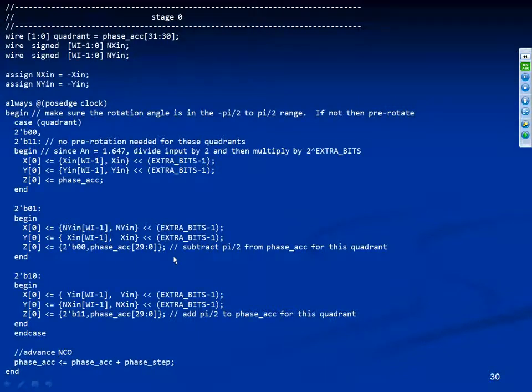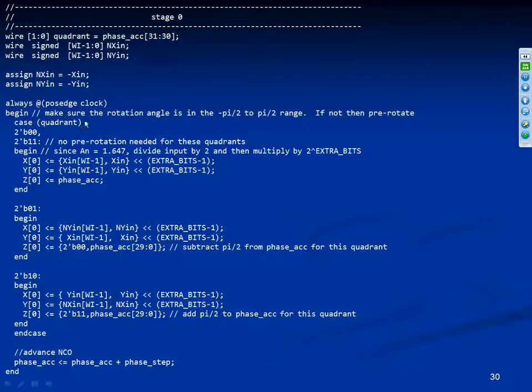Then the next part of the code is for our very first stage. So here I've created a thing called quadrant, and all I'm doing is just looking at the upper 2 bits of the phase accumulator. It'll tell me what quadrant I'm in. And here I've created signed values called nxn and nyn, and all they are is the negative of the inputs in case I need to use them, which I do down in here.